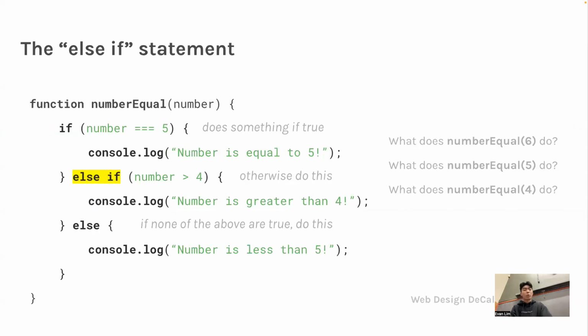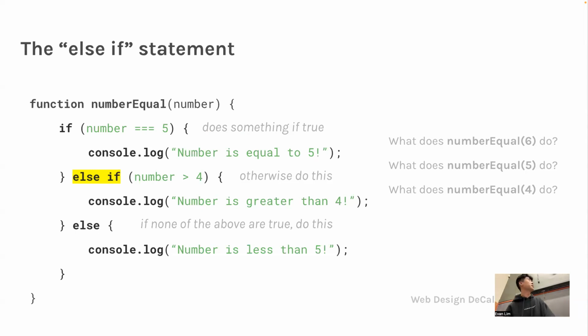But maybe we also want to add more conditions rather than just if this, do this, otherwise do that. Maybe we want more paths. We can specify as many as we want of else if. It just has to be placed between our if and else. So you can have only one if statement combined with as many else if statements combined with only one else statement. If we were to run this code, this one is a little more to go through, but anyone want to take a stab at what number equals 6 does? What will this one do?